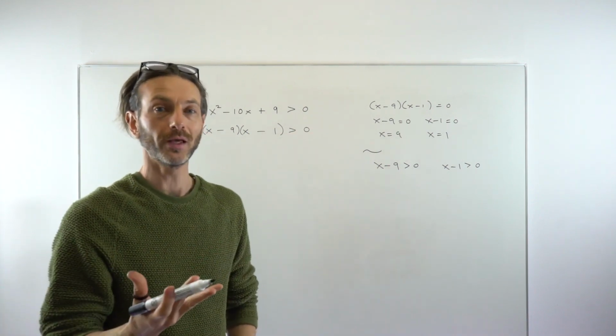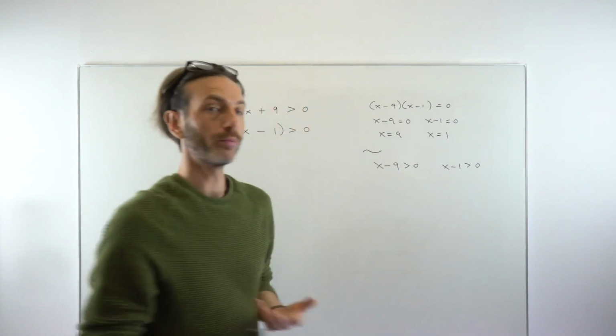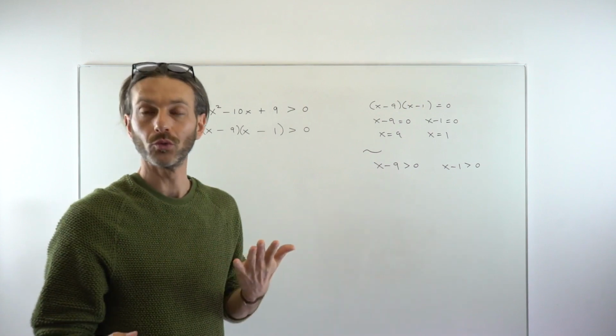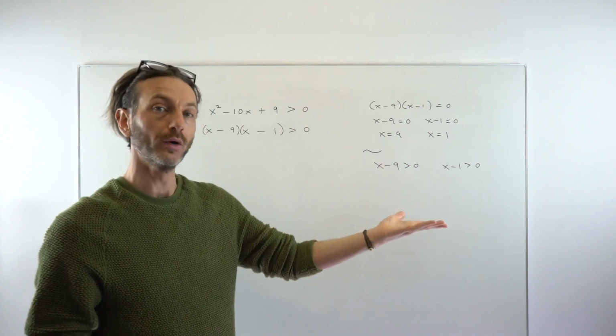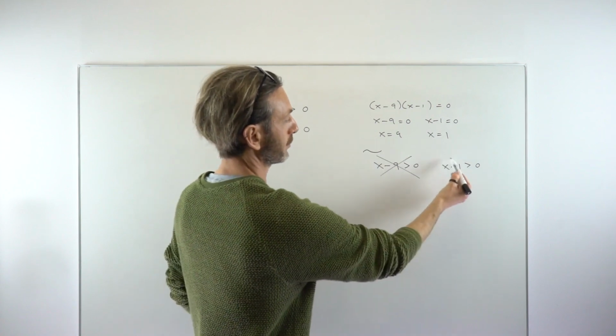But when you multiply 2 things to get a positive, either they're both positive, like this, or they're both negative. We don't know which one's which, and we can't tell by the algebra which one's which. So we don't do it like this. So this is the thing to avoid.